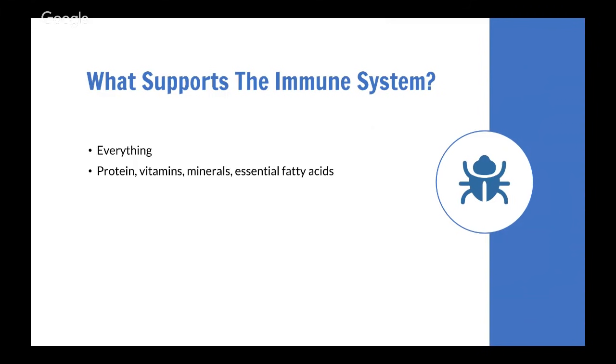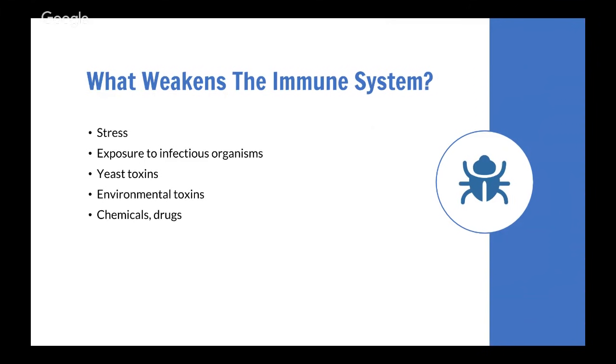So the next slide, what weakens the immune system? Stress, exposure, yeast toxins, environmental toxins, chemicals, and drugs. You heard it over and over again. Now, we can help ourselves by dealing with stress. We can try to stay away from infectious organisms. We can treat our yeast.